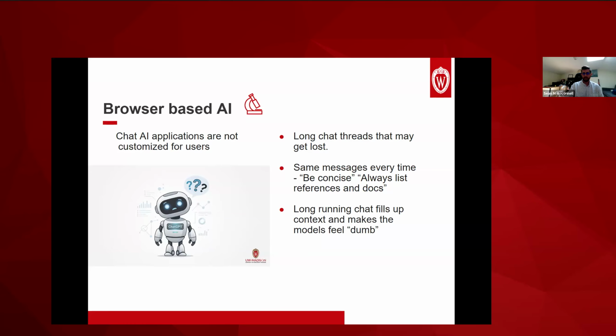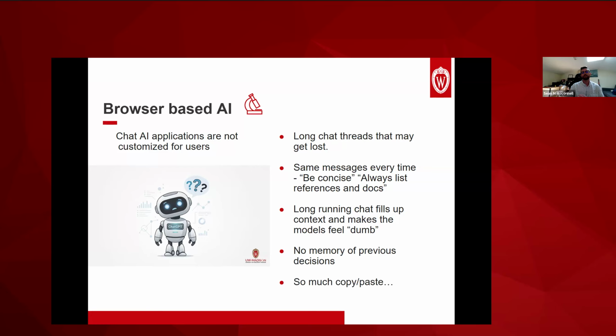And then some of the long running chats can fill up the context window and make the models feel dumb. That's maybe not the right word for it, and we'll go into a little bit more of exactly why the models fall off a cliff the longer they get. And some of the problem is there's no memory of previous decisions with AI in the browser. When you come back to it, you have to start from scratch again, and you have to re-explain everything.